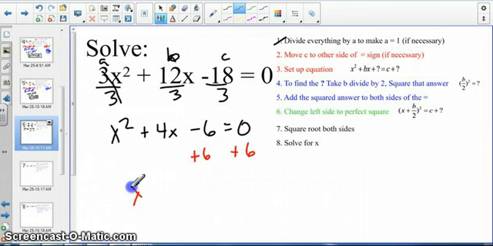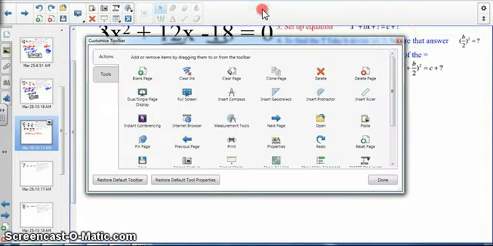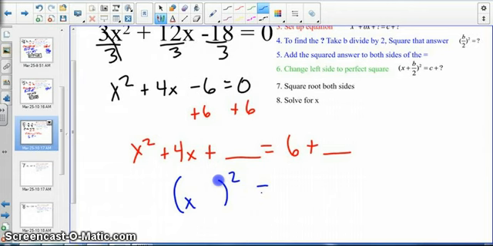So I have x squared plus 4x, and I'm going to go ahead and set up my equation, plus something equals 6 plus something. Now I could also set up my next step. It's that square of a binomial. Half of 4 is 2, and square it. 2 squared is 4. So I get 10.